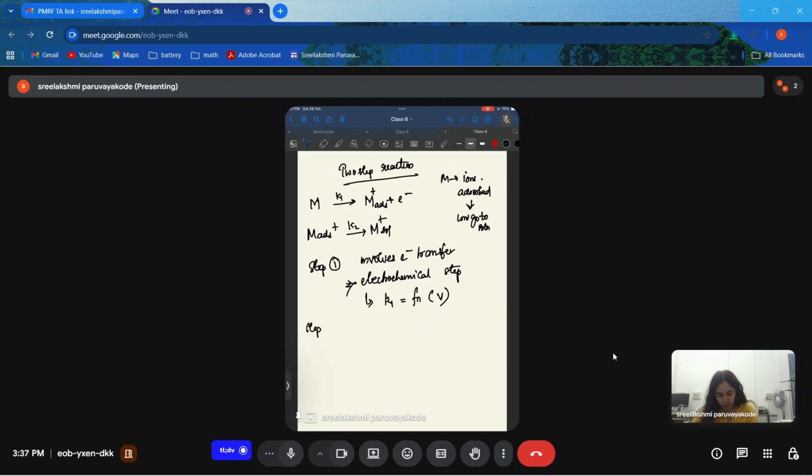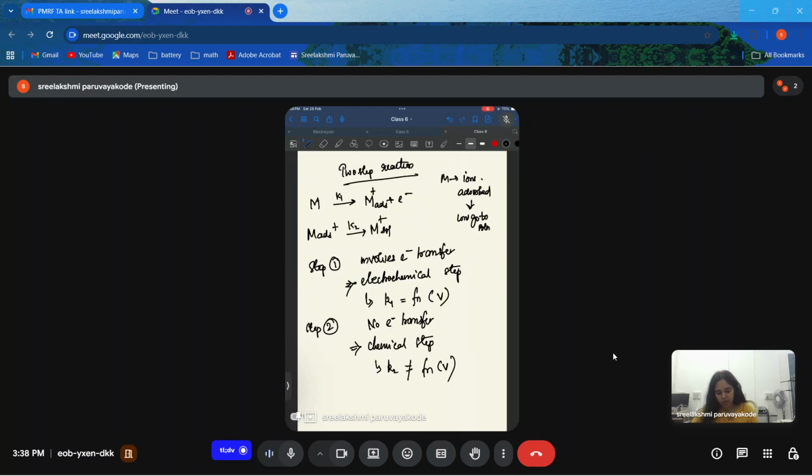Now step two, no electron transfer. So we say that this step is a chemical step. And in this step K2 is a constant, or I can say not a function of potential. When a reaction is given, the first step is to identify which is the electrochemical and which is the chemical step. That's very important, because if we make a mistake in writing the rate constant as a function of potential, we can get it wrong.